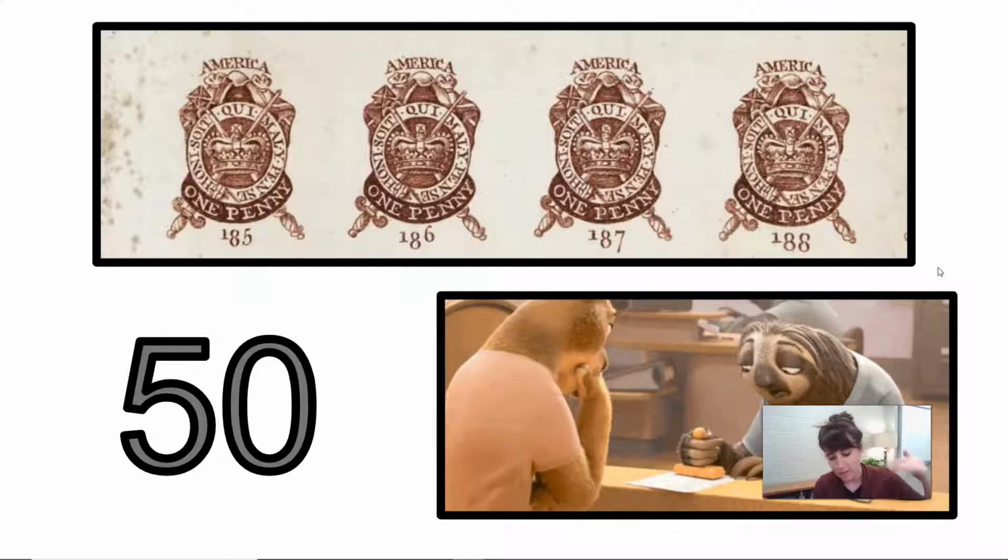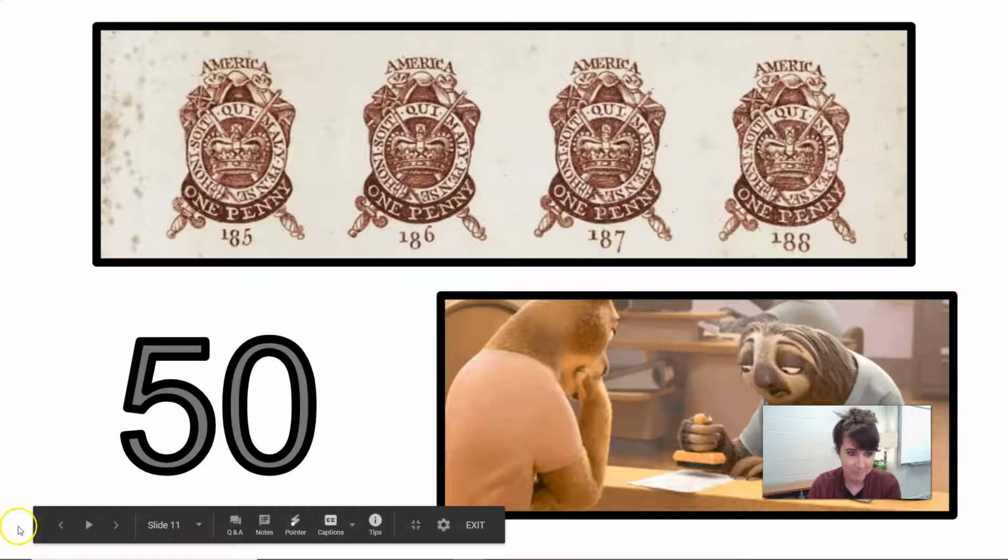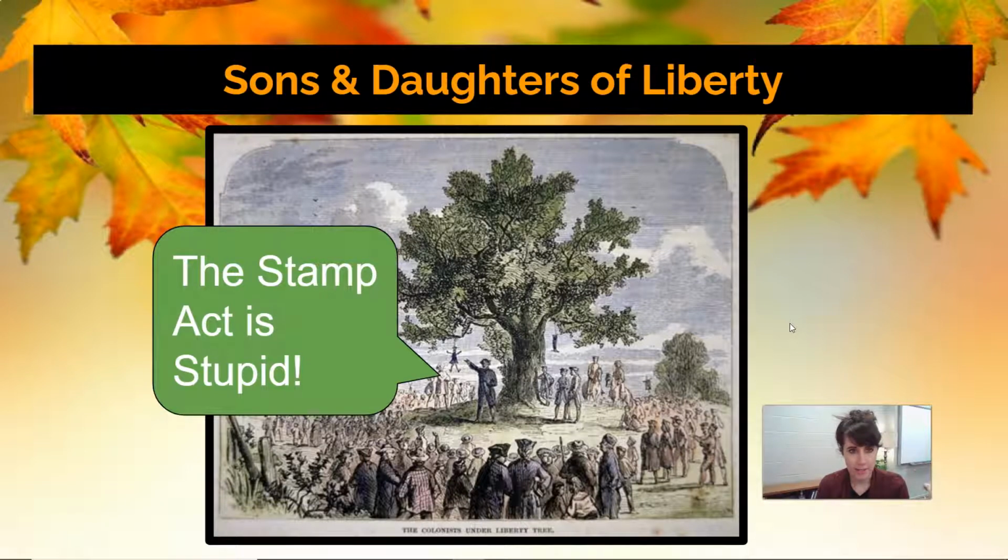And it's a tax on cards, newspapers, licenses, paper goods. Like there are 50 items total. But there is going to be a huge reaction in the American colonies because of it. One of the ways that the colonists reacted to the Stamp Act is through this new group, the Sons and Daughters of Liberty. So the Sons and Daughters of Liberty were really formed in response to the Stamp Act.